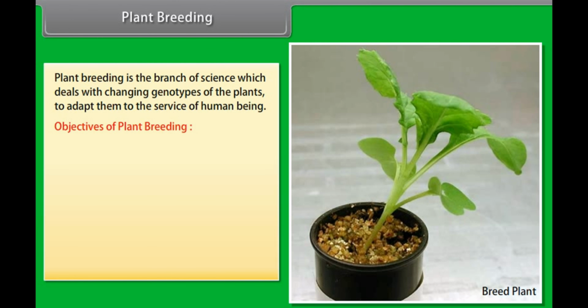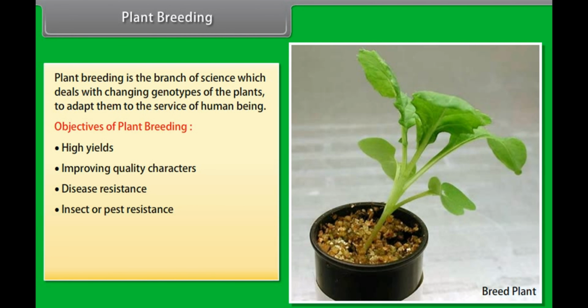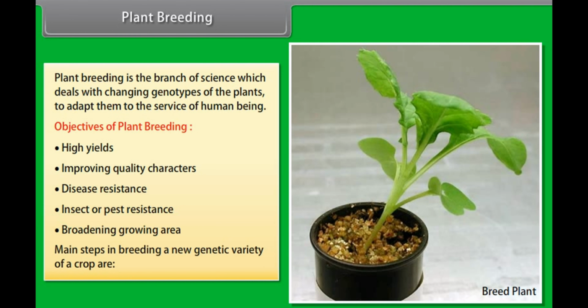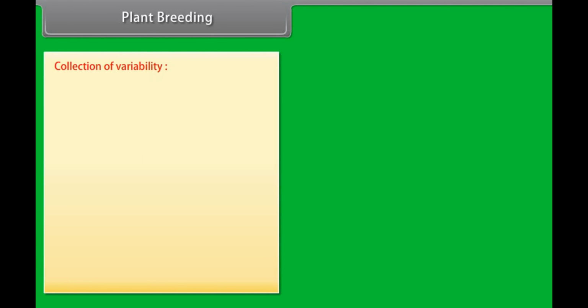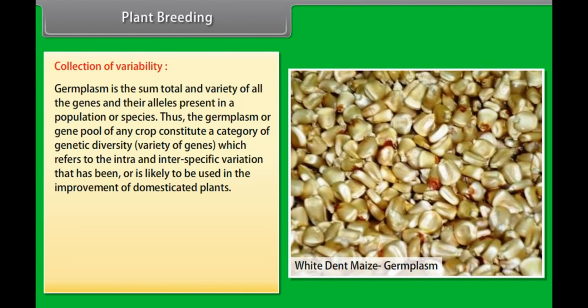Objectives of plant breeding. High yields. Improving quality characters. Disease resistance. Insect and pest resistance. Broadening growing area. Main steps in breeding a new genetic variety of crop are: collection of variability. Germplasm is the sum total and variety of all the genes and their alleles present in a population or species.